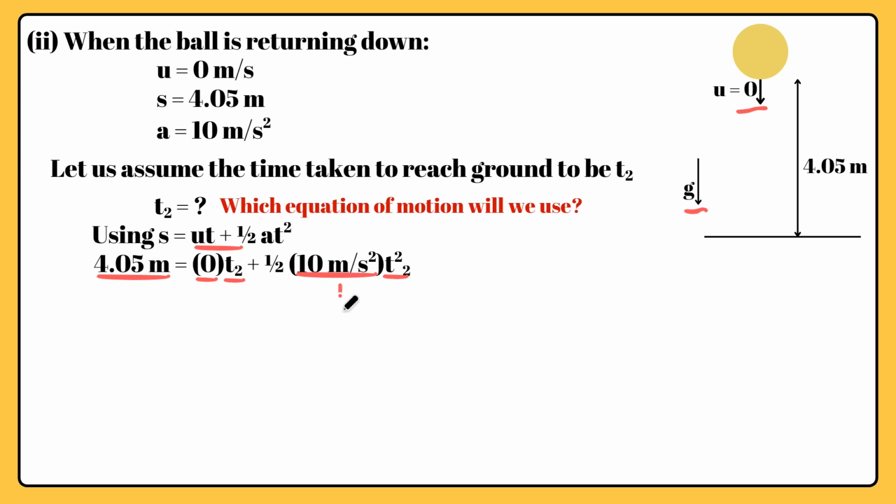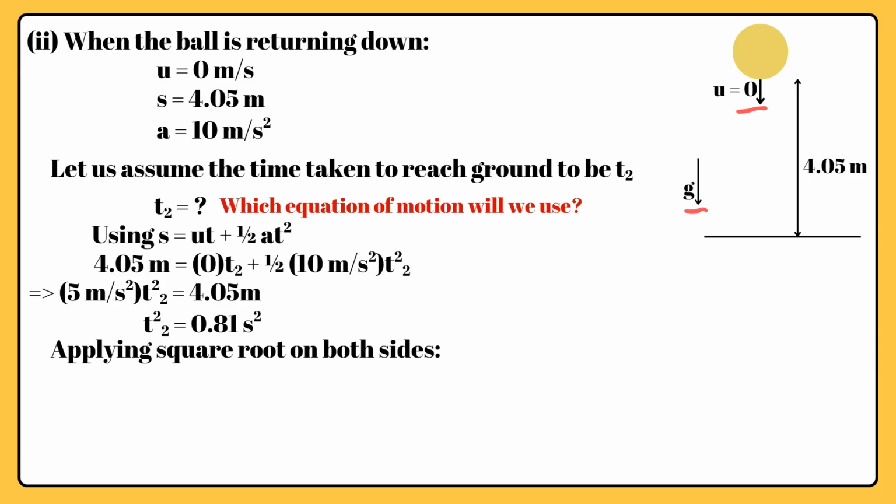And we can interchange LHS and RHS so that we can keep the unknown t2 on the LHS. So we have 5 meters per square second into t2 squared is equal to 4.05 meters. We can send the 5 meters per square second to the right side, which will go and divide there. 4.05 by 5 is 0.81. So we have t2 squared is equal to 0.81 seconds squared. If we apply square roots on both sides, we get t2 is equal to 0.9 seconds.